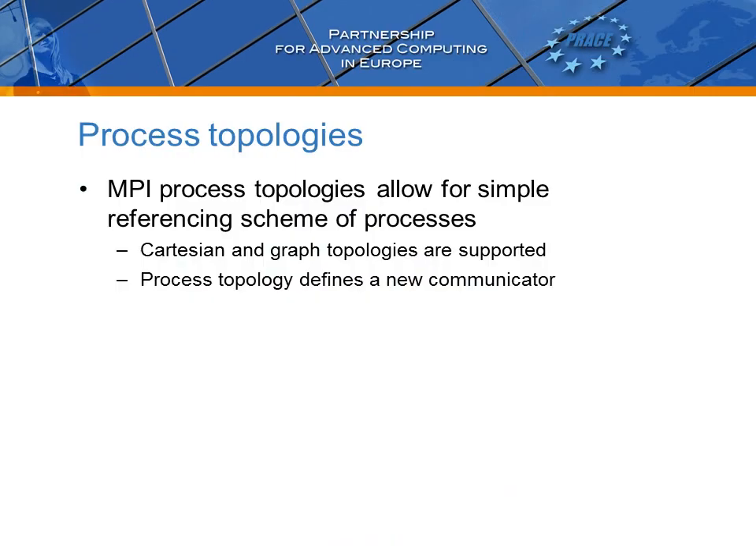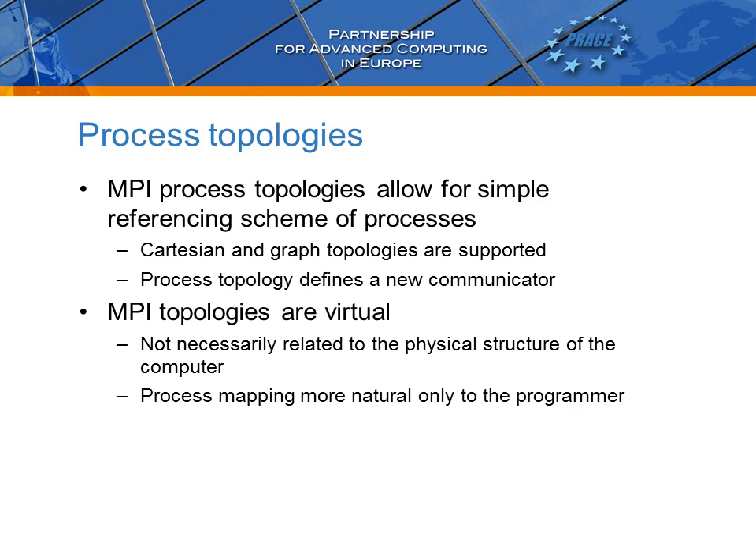MPI process topologies are constructs that provide a simple referencing scheme of MPI processes. MPI supports Cartesian and graph topologies. A process topology creates a new communicator which can be used as an argument in communication and other MPI routines requiring a communicator argument. By using this communicator, ranks can be referred to using their linear rank number, but also through the use of Cartesian coordinates.